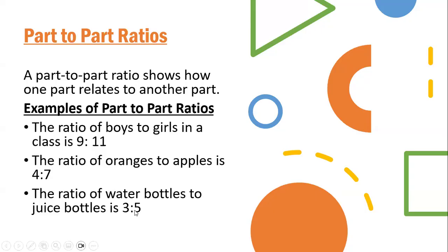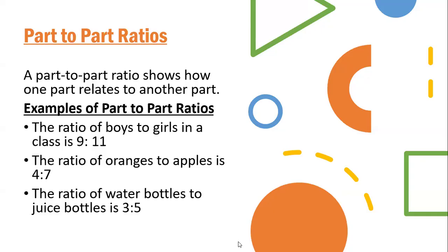But again, these are parts of a whole. These are parts or subsets of an entire group, right? That's why it's part to part. We're comparing one thing to another, and both of those things that we're comparing are subsets. Good. So we have that.